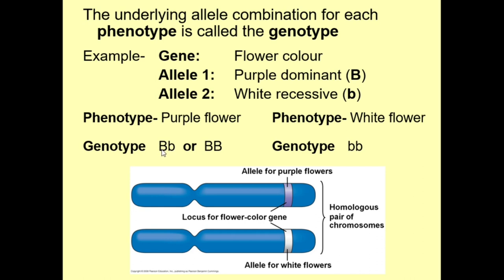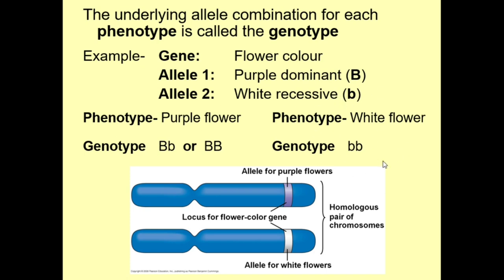And because the big B is dominant over the little b, which is recessive, this flower will be purple. Or if we've got the phenotype of purple flowers, the genotype may be big B, big B, so it might have two purple alleles. If we get the phenotype white flowers, well, that's slightly different. There's only one possible genotype that will give rise to white flowered pea plants, and that is the genotype little b, little b. So we'd have to have two recessive alleles to give us white flowers.